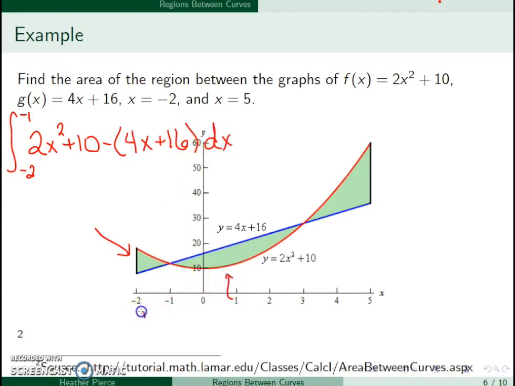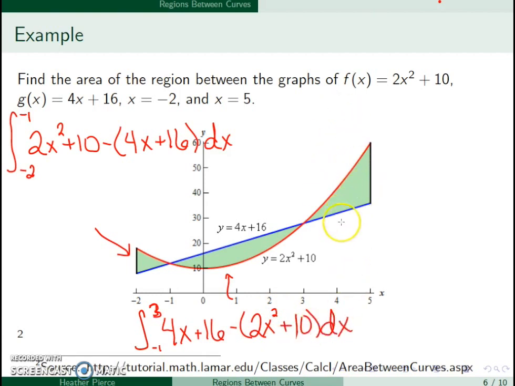For this center part, this runs between negative 1 and 3. And this time we see the blue function is on top. So I have 4x plus 16 minus 2x squared plus 10 dx.